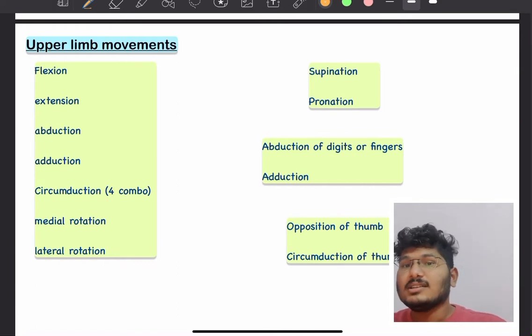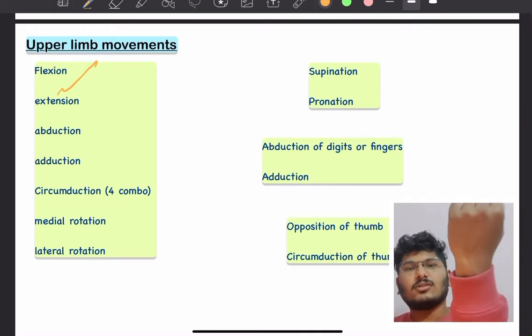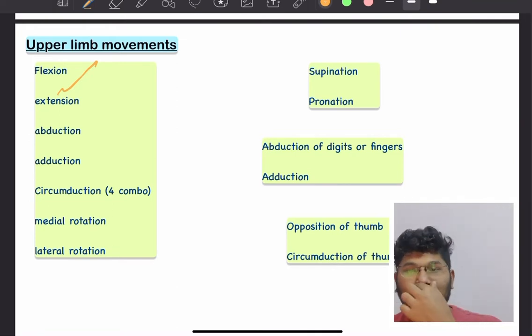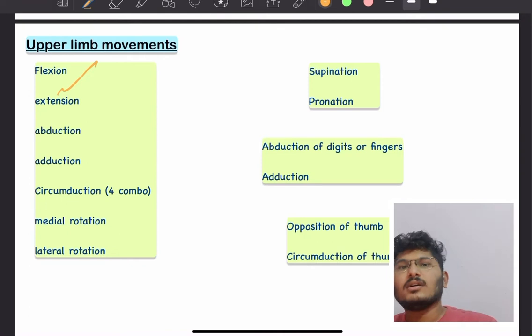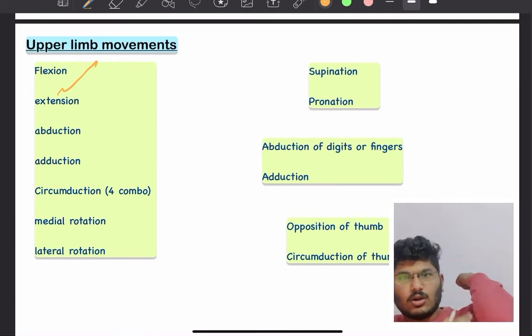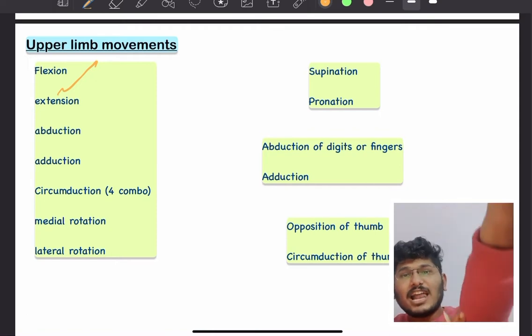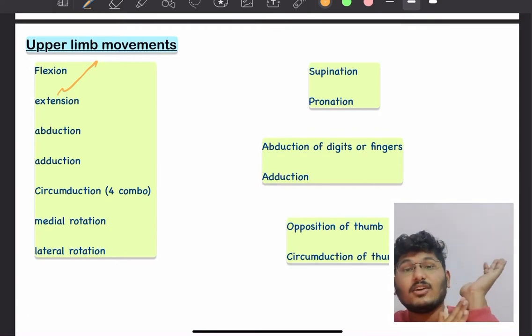Now we will see special movements in every region. For example, in the upper limb, flexion. As we already discussed, flexion is the movement in which the angle between the two articular surfaces decreases. For example, this is flexion of my wrist, this is flexion of my elbow. And extension is a movement in which the angle between the two articular surfaces increases. So this is extension of my elbow joint and this is extension of my wrist joint.